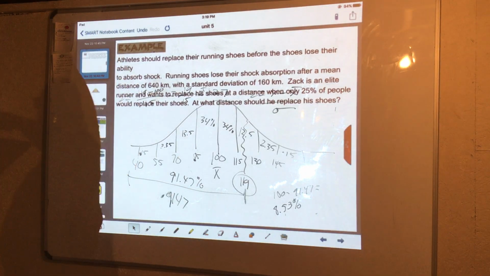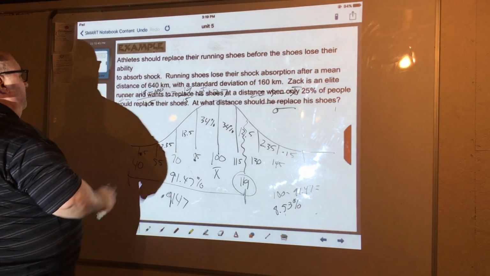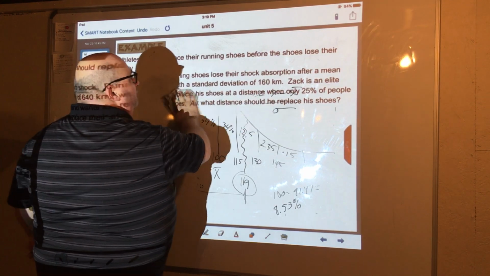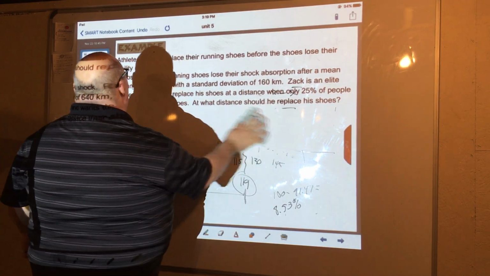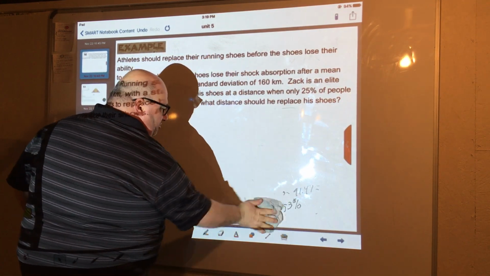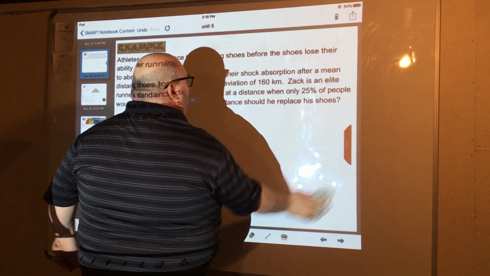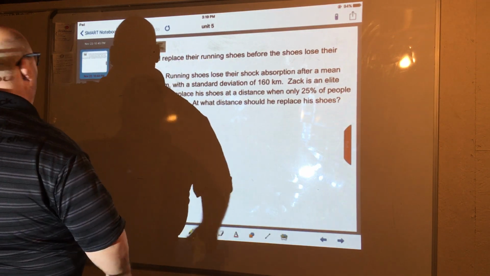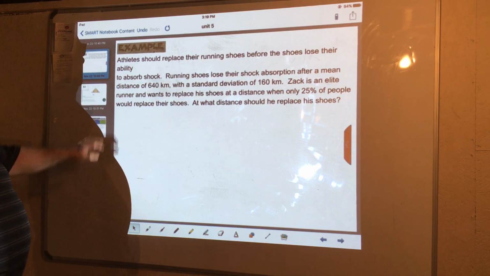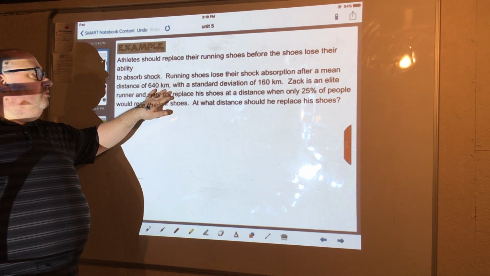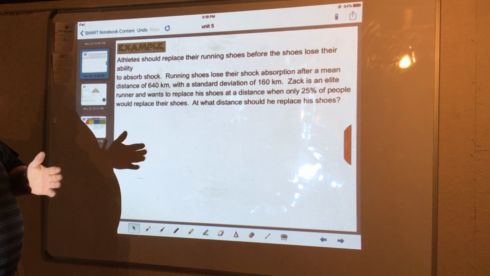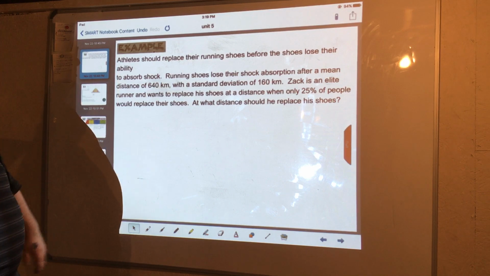This is a good one for all those people out there running. Athletes should replace their shoes before their shoes lose their ability to absorb shock, because they want to protect their knees. Running shoes lose their shock absorption after a mean distance of 640 kilometers with a deviation of 160 kilometers. Some will fail a little bit before, some will last a little bit longer.